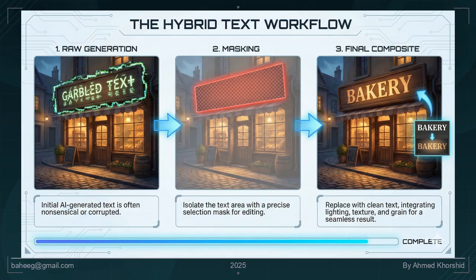Figure: extra detailed AI-ready prompt for an AI-generated diagram showing the hybrid text workflow. Three panels. Panel 1, raw generation showing a storefront with garbled, alien-looking text on the sign. Panel 2, masking showing a checkered transparency grid over the sign area. Panel 3, final composite showing the corrected text, bakery, integrated perfectly with matching lighting and grain. Visual style: step-by-step digital art tutorial layout.